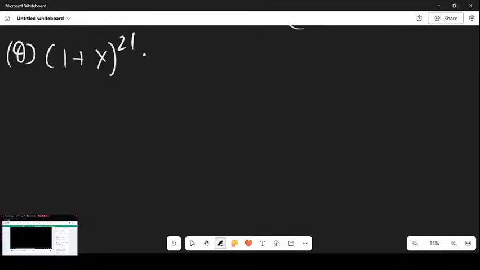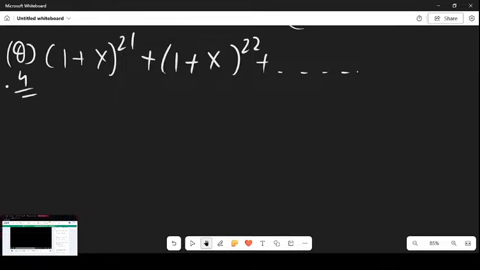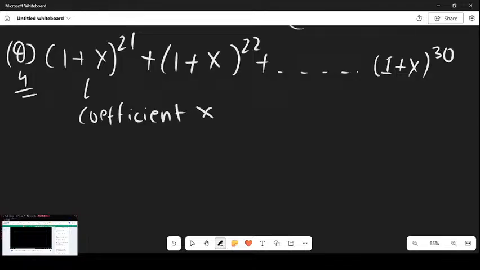1 plus 21, 1 plus x whole to the power 22, plus so on. Moving to question number 4 of the Resonance module exercise 2. We are going to solve this expansion. It continues till 1 plus x to the power 30. We have to find the coefficient of x to the power 8.